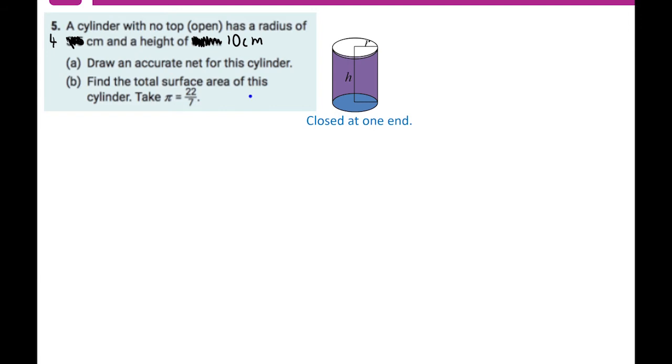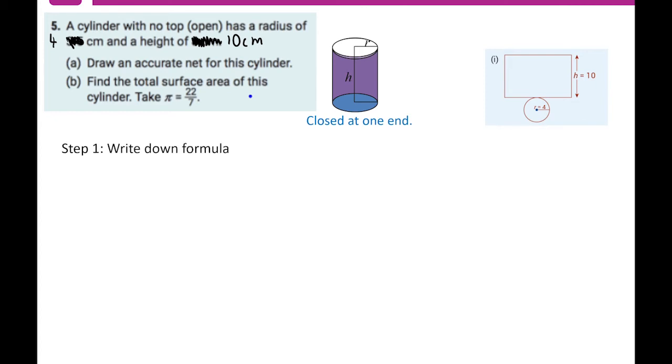Let's look at an example question. A cylinder with no top has a radius of 4 centimeters and a height of 10 centimeters. Draw an accurate net for this cylinder. Okay, so our cylinder is closed at one end, so our net is the 2D shape of this diagram. If I peel apart my cylinder, I get a rectangle which has a height of 10 centimeters, and a circle with a radius of 4 centimeters.